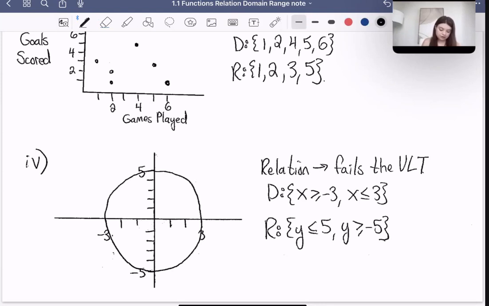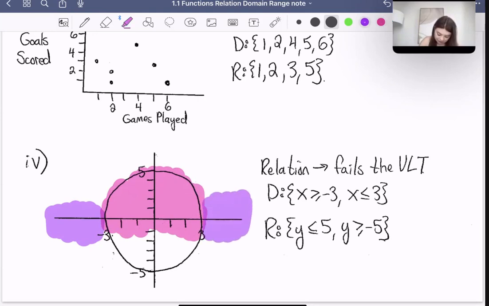Okay, now what's the domain and range? Let's start with the domain. Well, over here, it looks like we have nothing, nothing, nothing, nothing. Oh, we got something. Got something, something, something, until here. And now we have nothing, nothing again. So what was highlighted in pink there? Everything from -3 up to 3.